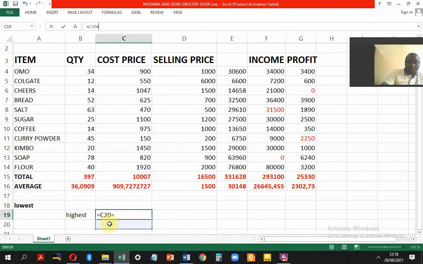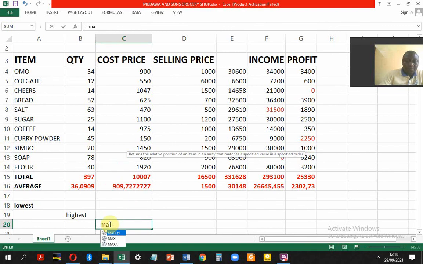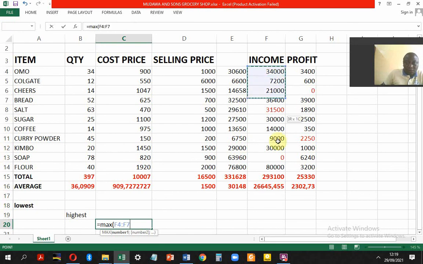So this one we say equals, we are now calculating the highest income. So equals, remember the symbol for highest is max. Don't forget, you open the brackets. When you open the brackets, you highlight our income starting from here, F4 to F14, and then you close the brackets. When you do that, simply click enter.